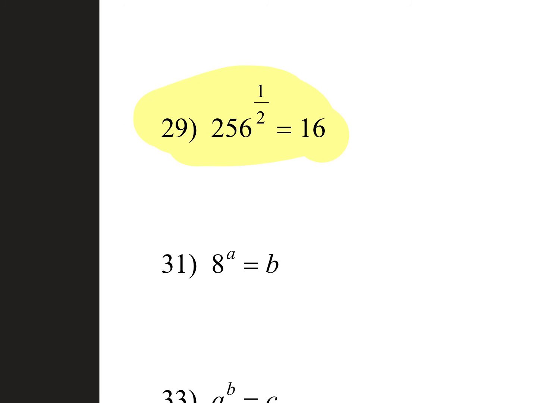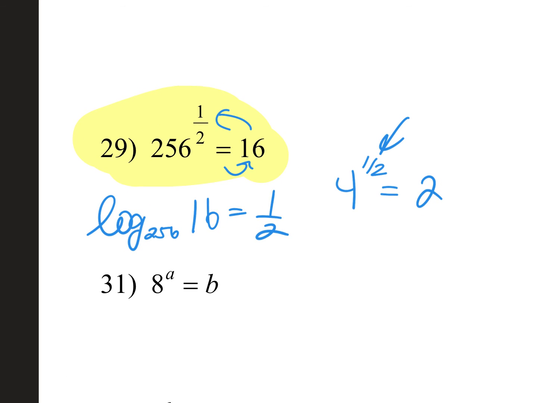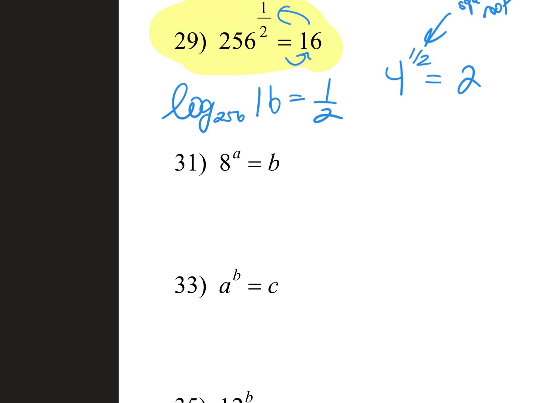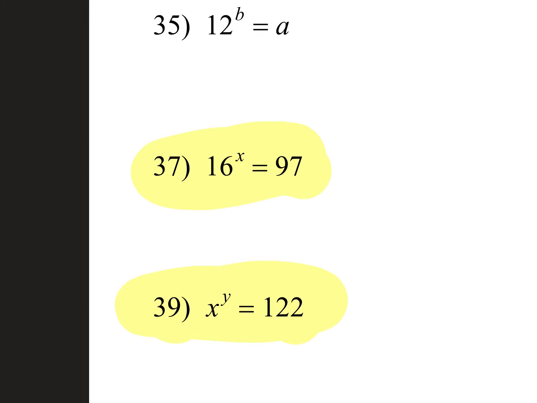What about here? Log, and then I have little 256. Then what? 16 equals 1/2. Guys, remember, anything to the 1/2 power, what's that the same thing as? If I have 4 to the 1/2, what does that equal? Why is it 2? It's the square root. Good. Remember, when we have fractional exponents, it's roots. So this is a square root. If I had 1/3, what root would that be? The cube root. Good.